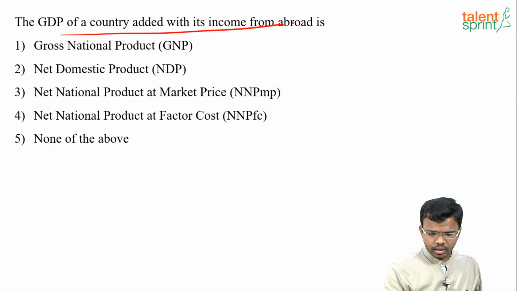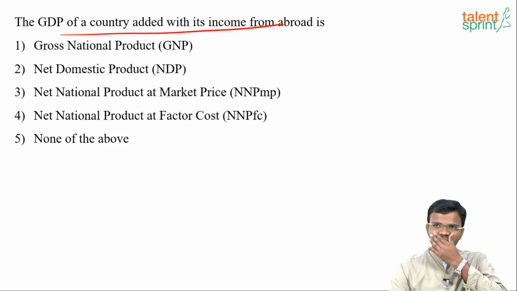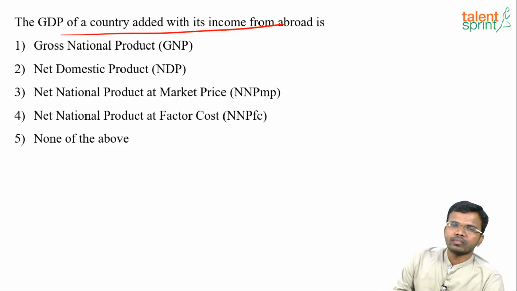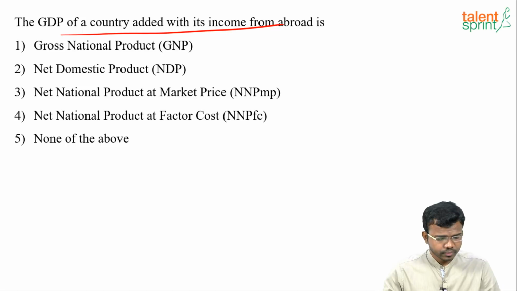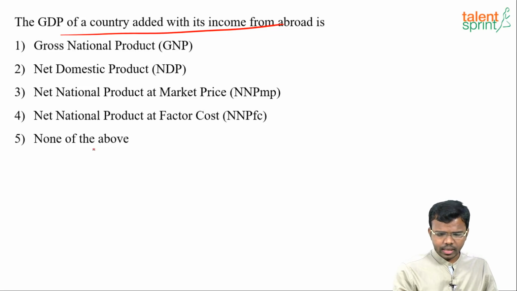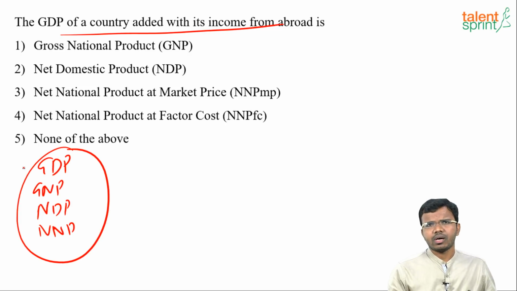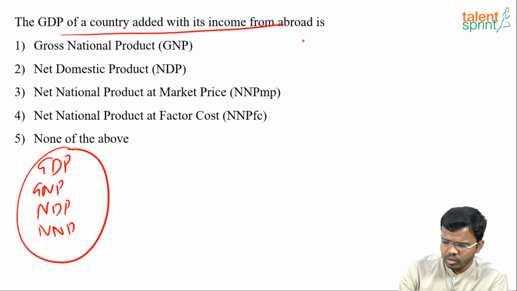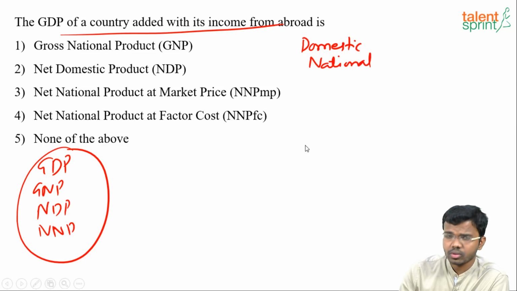The GDP of a country added with its income from abroad is? Somebody says, is it 137 or 136? 136 is the right answer. Okay. Yes, how to calculate GDP? GDP, GNP, NDP, NNP. So these are the four terms which are frequently used. What do you mean by domestic? Domestic, national. First we need to know these terms.